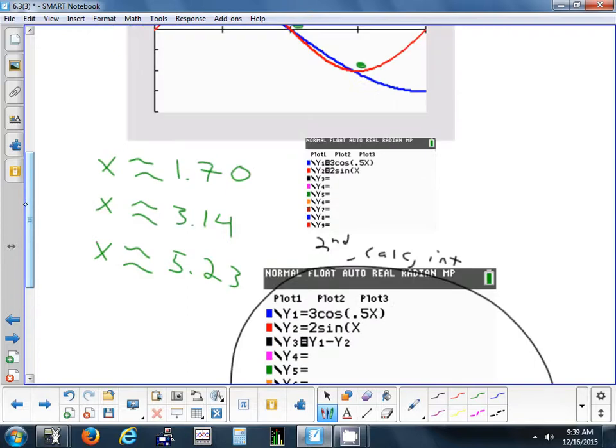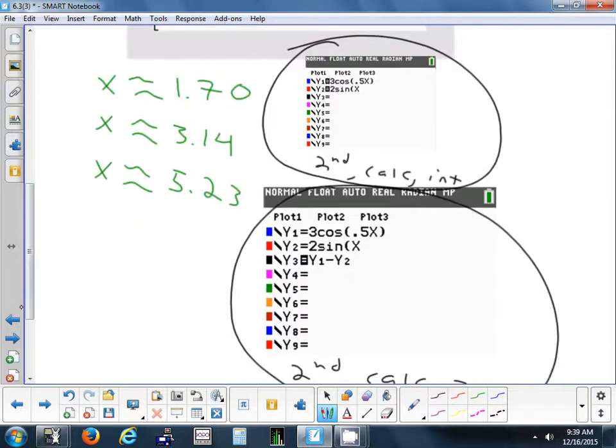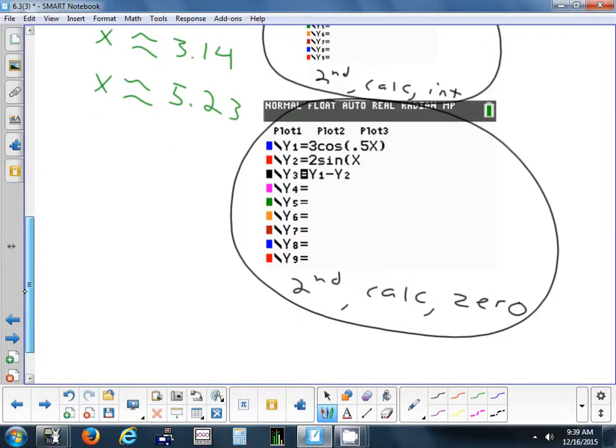Or graph both on separate y1 and y2 and calculate the intercept. All right, so I will not show you on the day of the test how to do that. So if you have questions, you can ask me up until then, and we'll go over it.